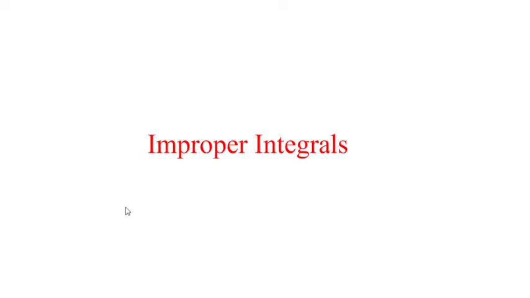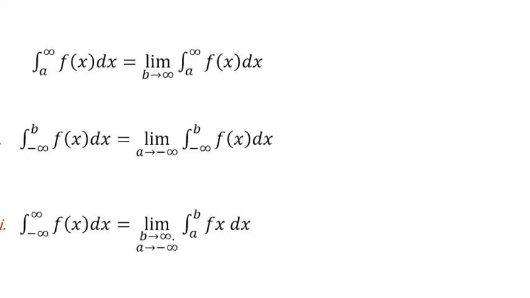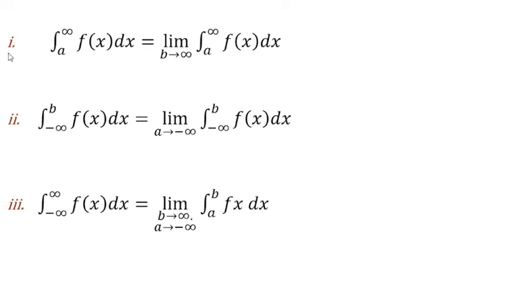Now let's look at ways in which improper integrals are written. When you look at this first one, we see that one of the limits is infinite, in this case, the upper limit. We can also have an improper integral where the lower limit is infinite. Or in another way, we can have both of the limits of integration being infinite. So that is what improper integrals are.